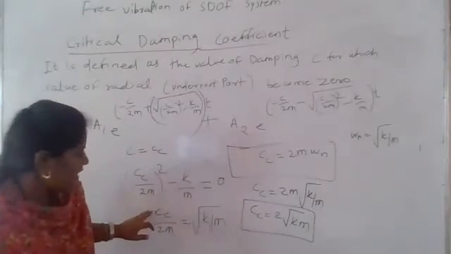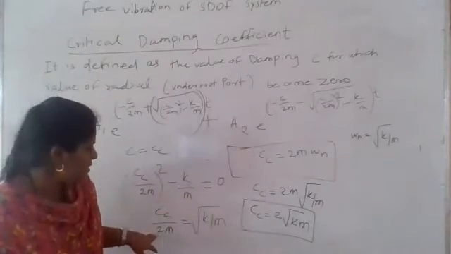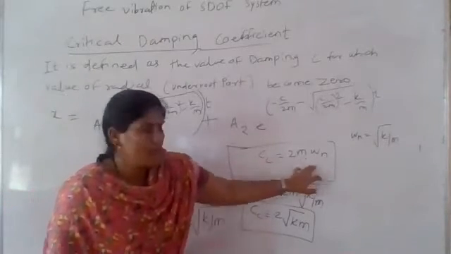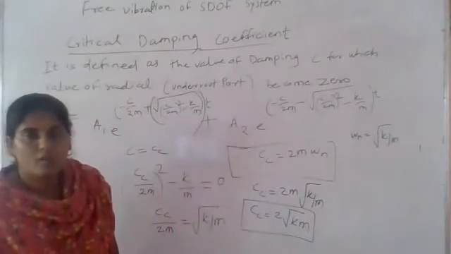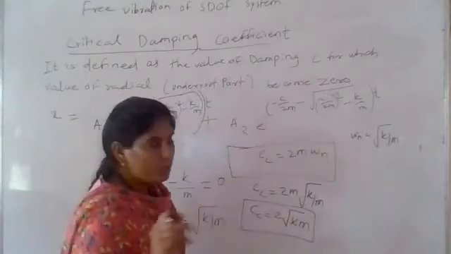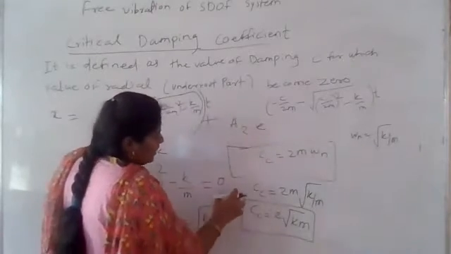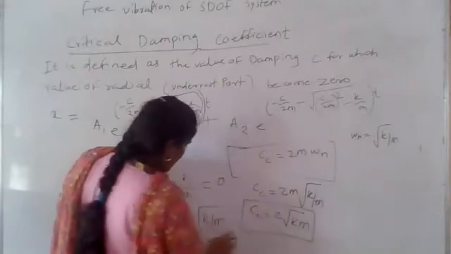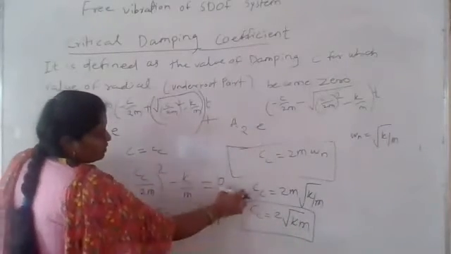At that point, taking the square root on both the sides, directly we get that Cc is equal to twice m omega n. That is one formula you write in your notebook at the top side. And second thing is that if you put this Cc is equal to twice m into root of K by m, that same I have written here.